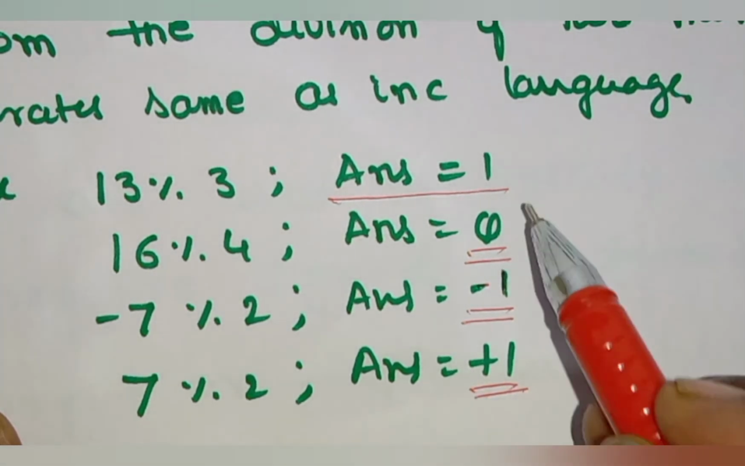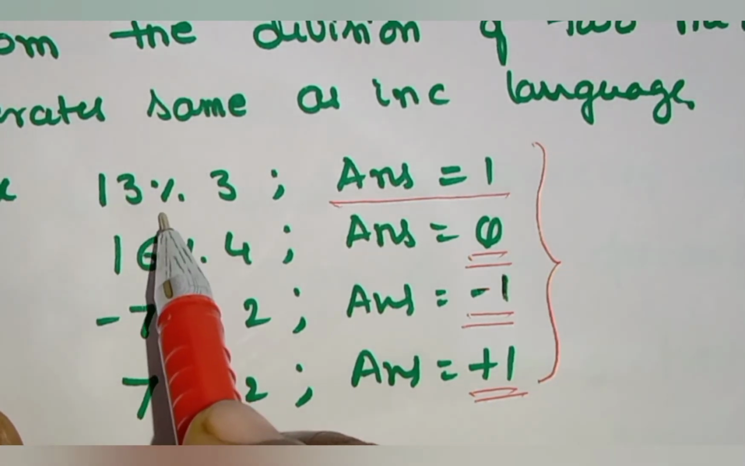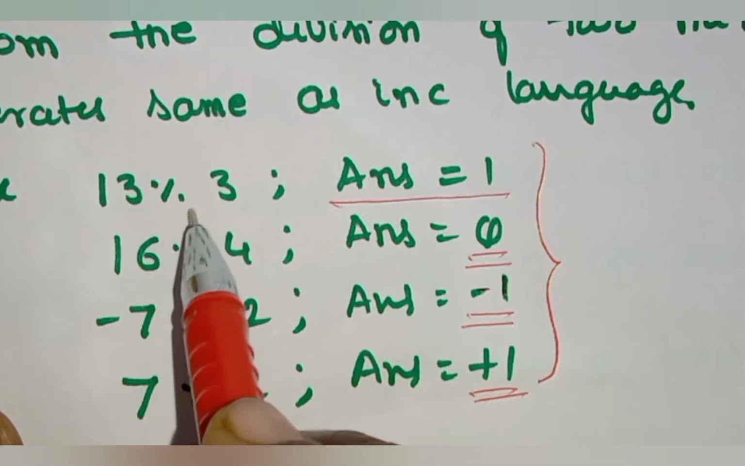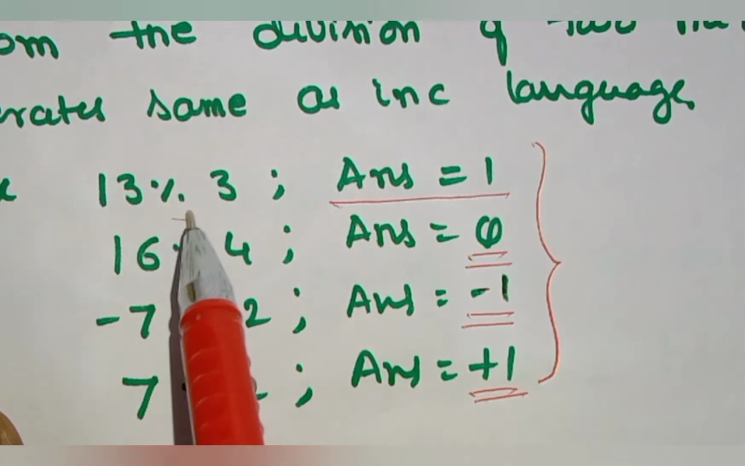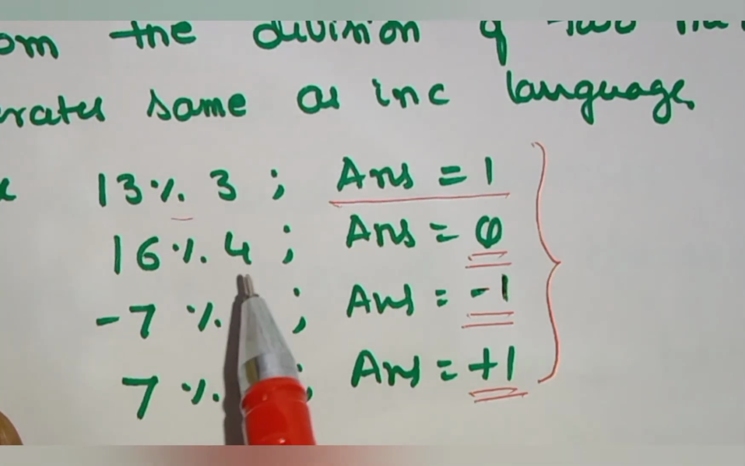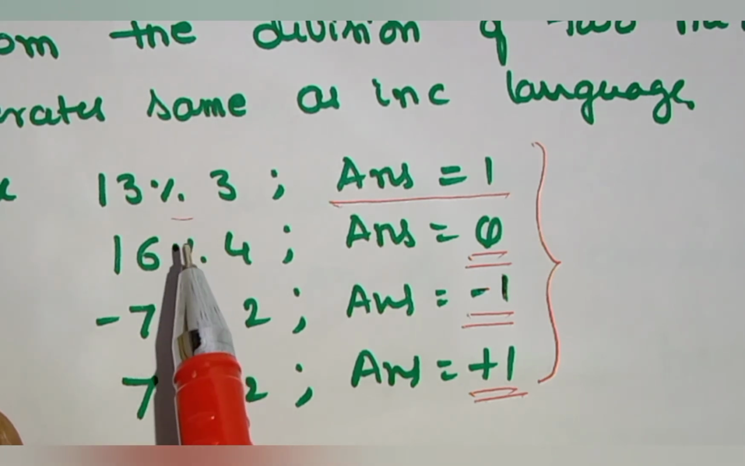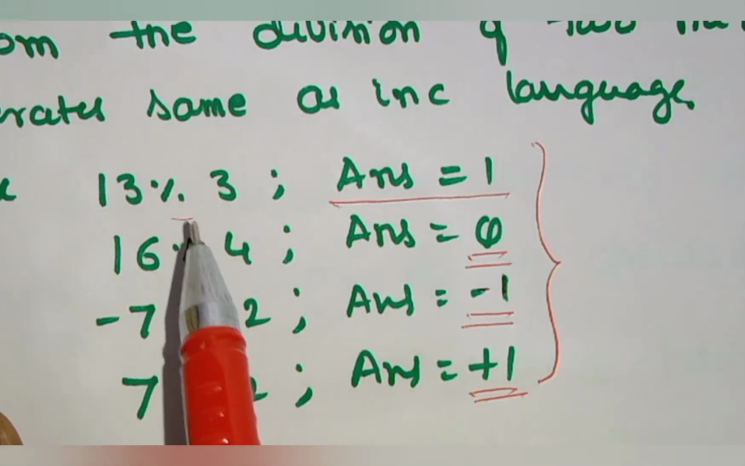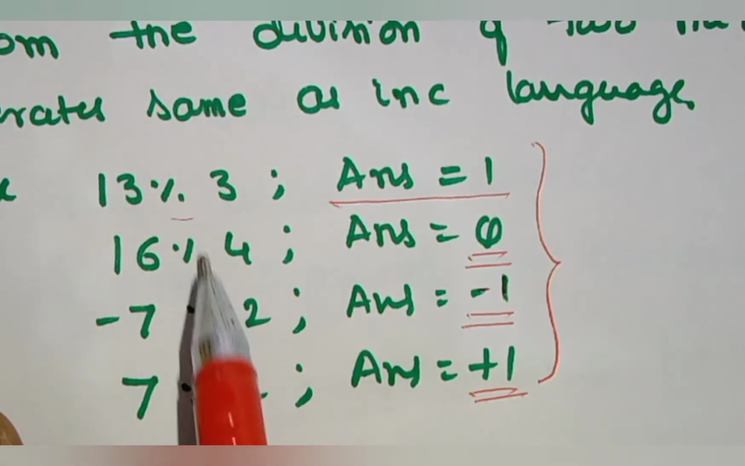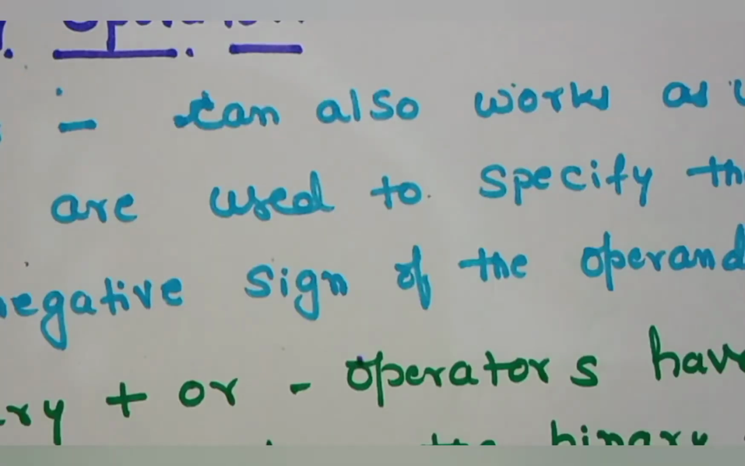Just go through this once again. What is this operator? This is called the modulus operator. What is the work of the modulus operator? It gives the remainder from the division of two numbers. Let us hope all of you understood this.